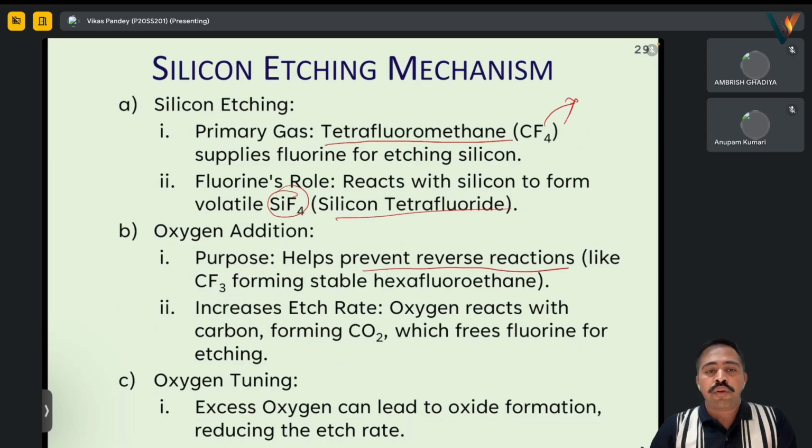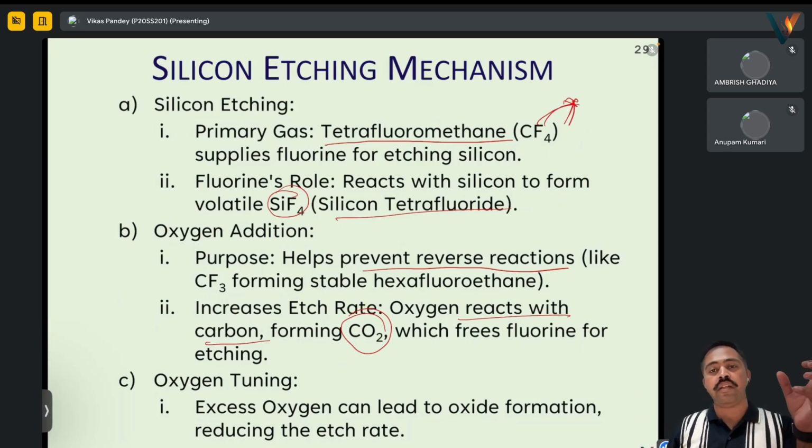Like, we don't want hexafluoroethane, CF4, and these things to be formed. As well, to stop the reverse reaction, oxygen is added, and oxygen reacts with the carbon, forming CO2. So now, once fluorine is removed from tetrafluoromethane, a carbon species is there and it can react again with the fluorine. Instead of reacting with fluorine, it reacts with oxygen, since we have added oxygen, and CO2 is formed.